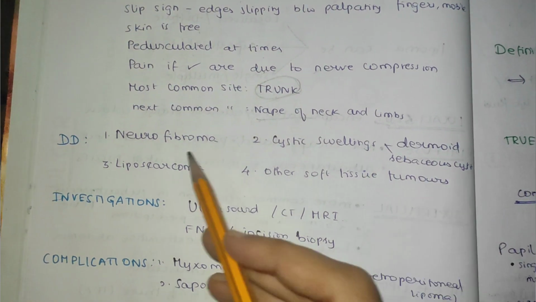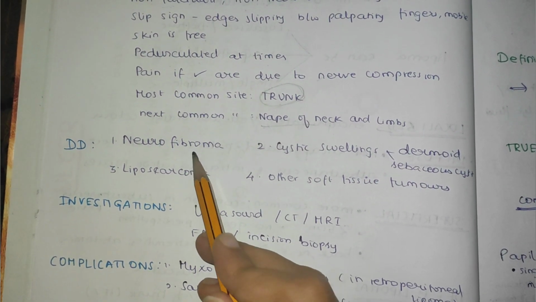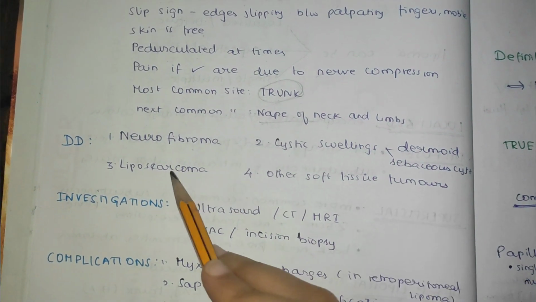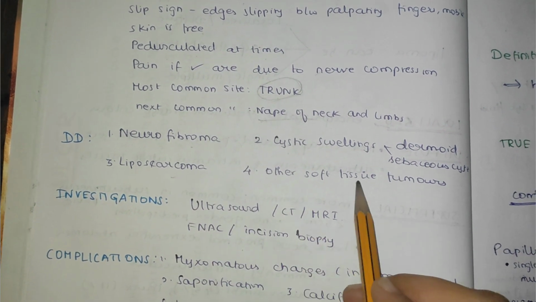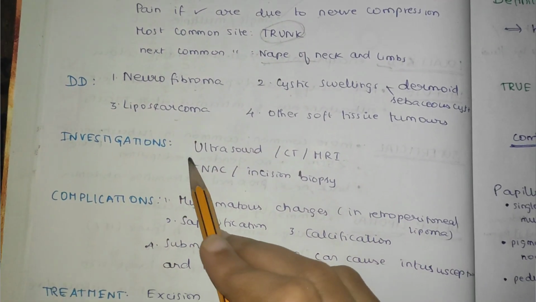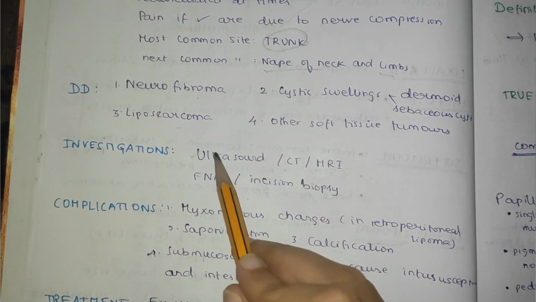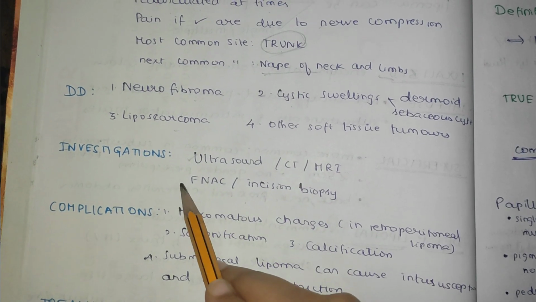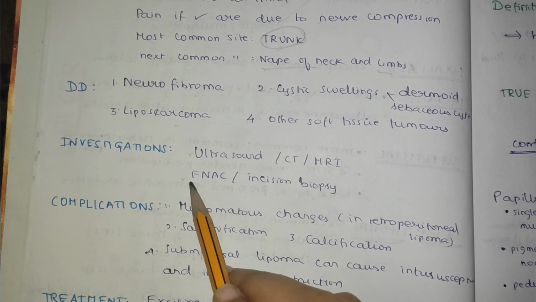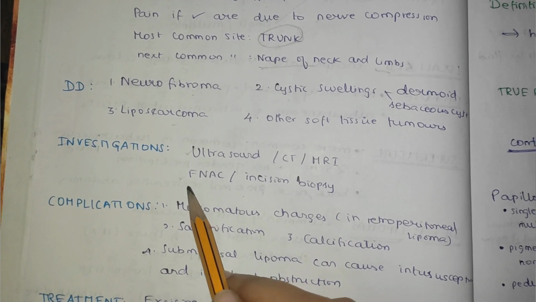So differential diagnosis includes 4 things. First one is neurofibroma, cystic swellings, maybe either dermoid or sebaceous cyst, and liposarcoma and other soft tissue tumors. These are the differential diagnosis. And the investigations include either you can take an ultrasound, CT or an MRI to visualize, and FNAC or incision biopsy to confirm whether it is a malignant one or a benign lipoma.